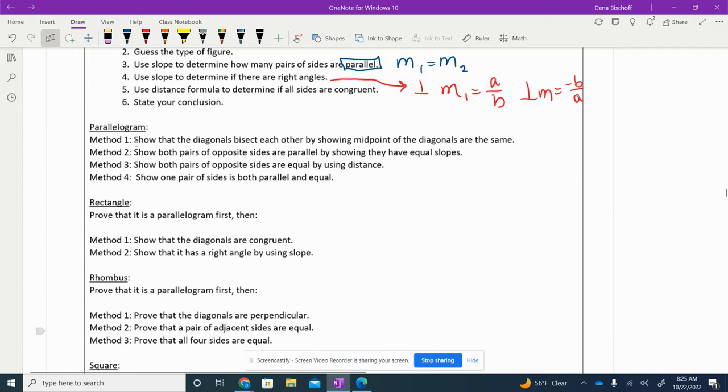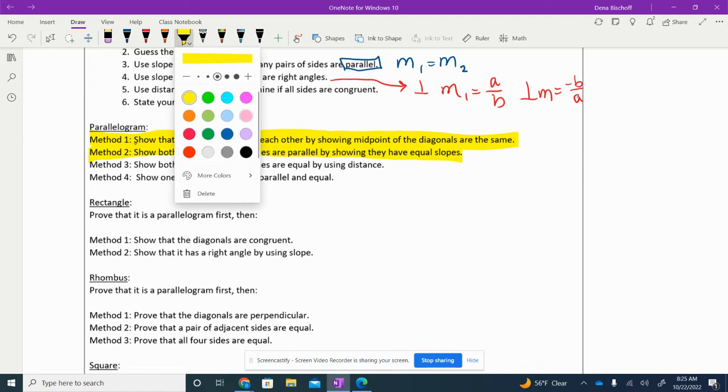For a parallelogram, you have four different methods you can choose. I always try to choose the one that's the simplest or requires the least amount of work. And I feel like using slope is really easy. So you can either show that both pairs of opposite sides have the same slope, or show that the diagonals bisect each other using the midpoint theorem. You could also show that you have opposite sides equal by using distance, but that's using the distance formula 4 times. Or you could show that one pair of opposite sides is both parallel and equal. So I'm highlighting the methods that I choose most often.